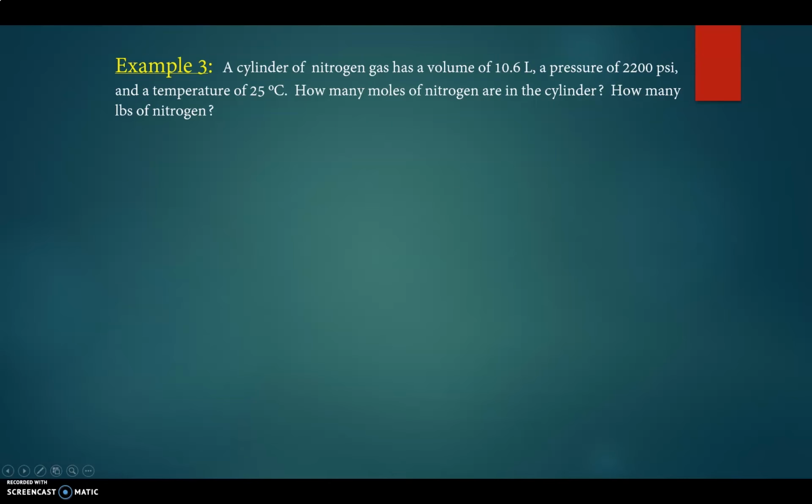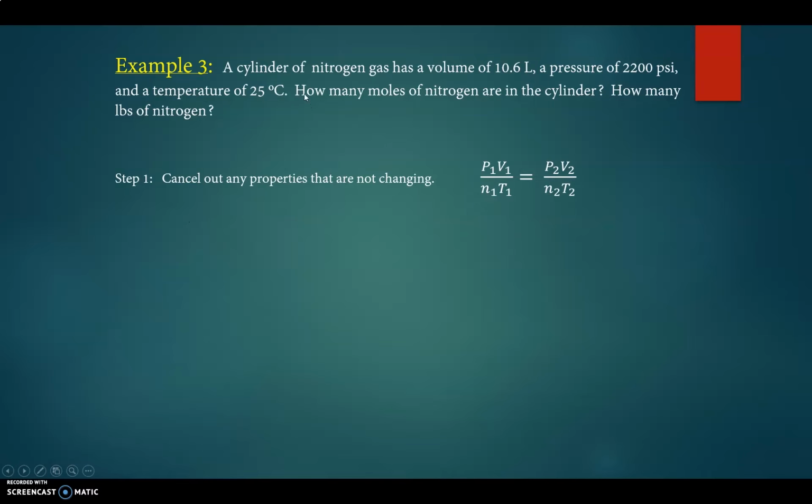All right, let's do one more practice problem with the combined gas law. So this time we have a cylinder of nitrogen with a volume of 10.6 liters, a pressure of 2200 psi, and a temperature of 25 degrees Celsius. And I'd like to know two things this time: how many moles of nitrogen are in the cylinder, and how many pounds of nitrogen. So let's start out like we always do with our combined gas law, and we'll cancel out any properties that are not changing.